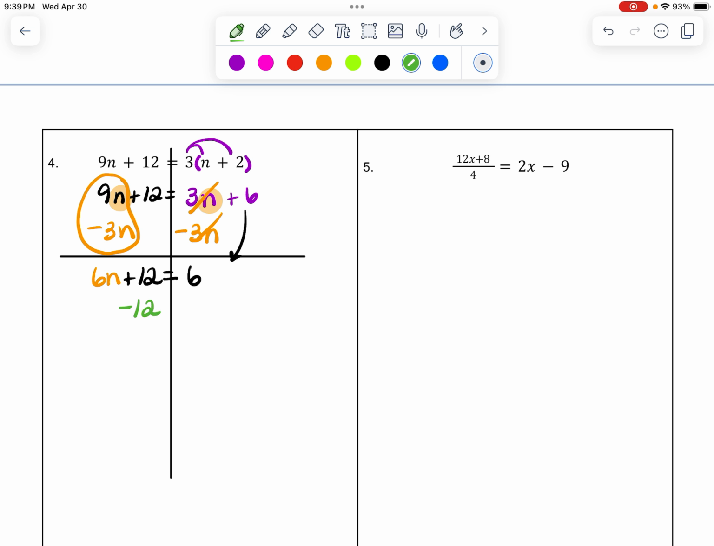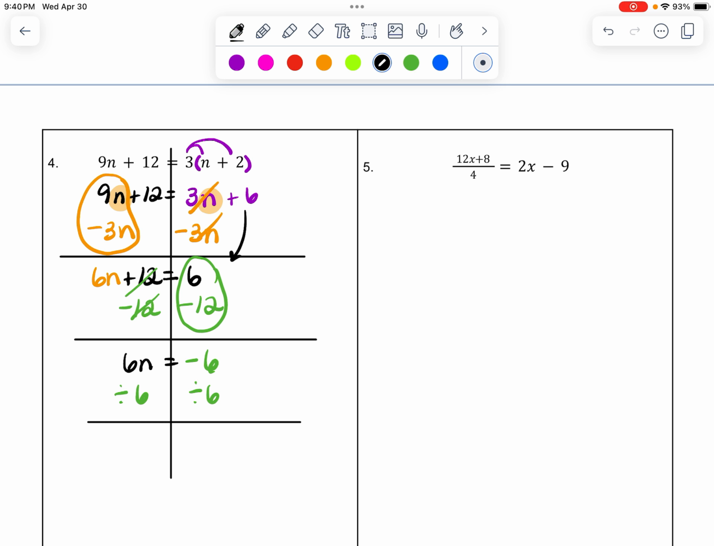Then we're going to subtract 12 on both sides and finish our solving. So on the left side, the 12s cancel, and we just drop down the 6n. On the right side, 6 minus 12 is negative 6. And then we will divide by 6 on both sides to get the n by itself.